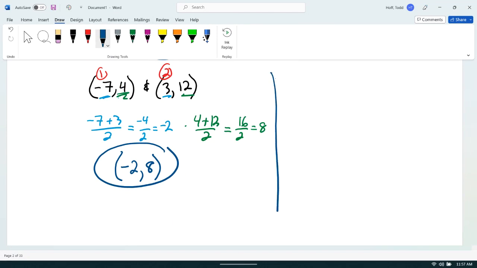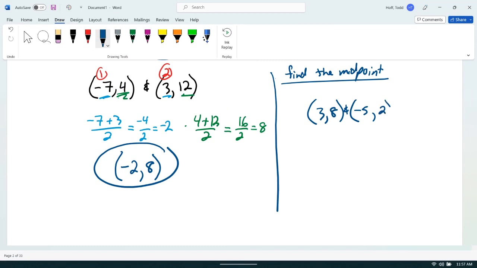So in your notes, I want you to find the midpoint of the segment that connects these 2 points. 3, 8 and negative 5, 2. I'll give you about half a minute, then we'll go over that.